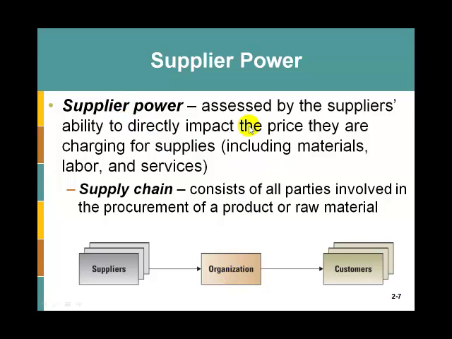Supplier's power is assessed by the supplier's ability to impact the price they're charging for the component they're selling to the company. As I mentioned, if they have a proprietary solution, then they can pretty much determine the price they want to charge. However, if there are multiple sourcing alternatives, then the supplier's power will be much less. However, running a very efficient supply chain from the supplier to the manufacturer to its customer may actually benefit all parties involved.